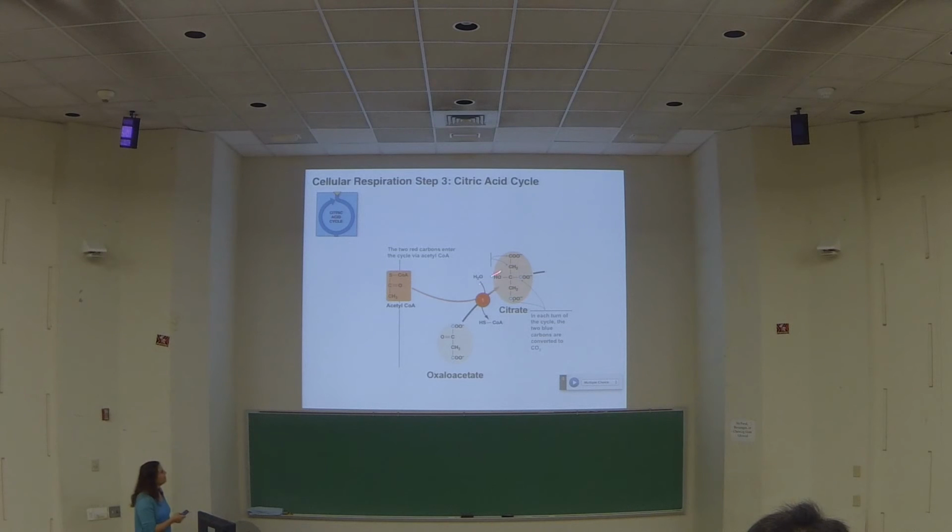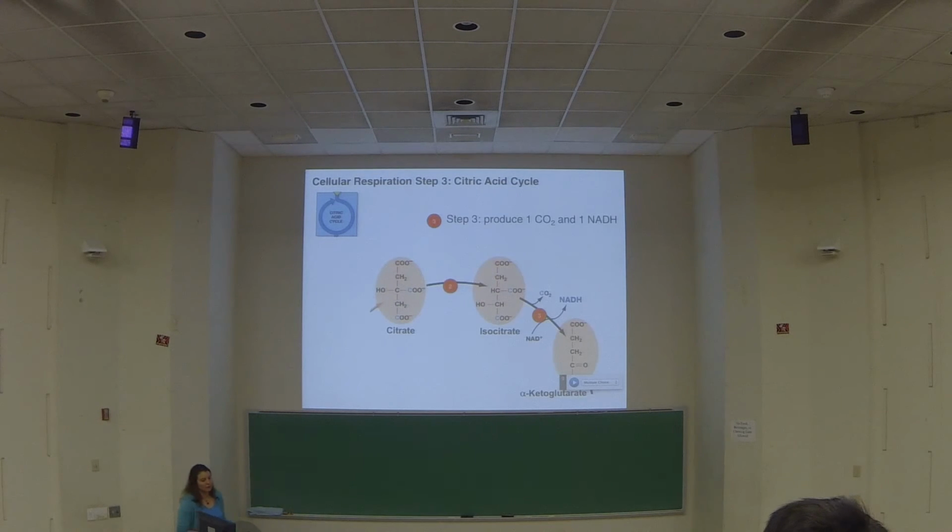So step 1, oxaloacetate and acetyl-CoA to produce citrate. Step 2, the molecular rearrangement. Again, we want to try to get things into favorable bonds for the reactions that we're trying to produce NADH and ATP. So we've got a switch in the position of the hydroxyl from citrate to isocitrate.